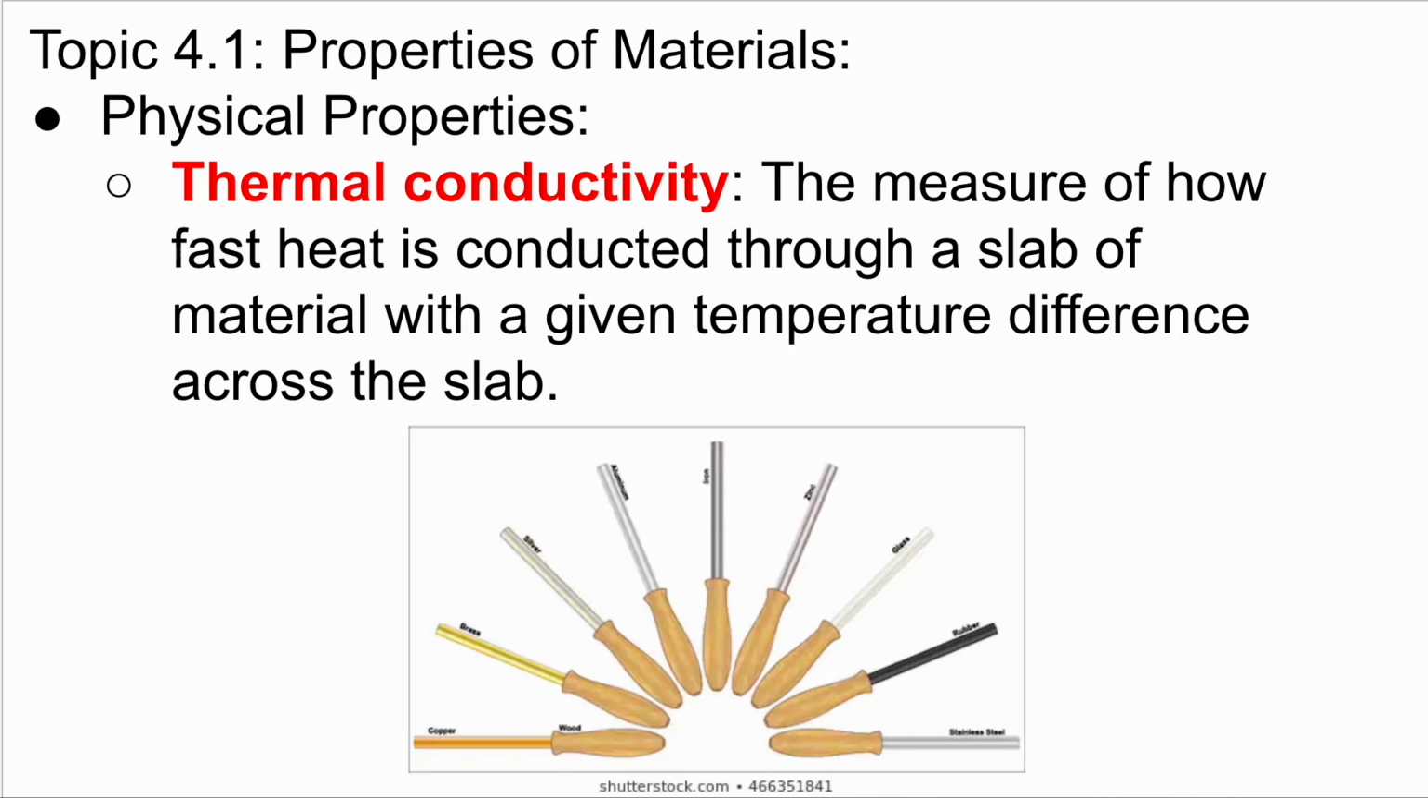We can also think of thermal conductivity. This is a measure of how fast heat is conducted through a slab of material with a temperature difference across the slab. These are typical for showing thermal conductivity. You heat one end and then measure how long it takes to heat up or melt something like wax closer to the handle.